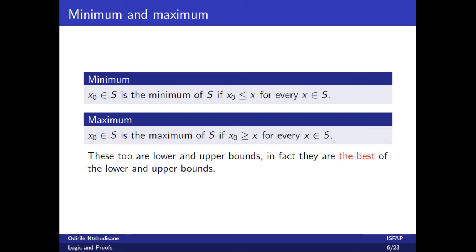Let's have a look at the concepts of minimum and maximum. The minimum of a set S is an element of S that is less or equal to every element of S, while the maximum of S is an element of S that is greater or equal to every element of S. We note that the minimum and the maximum are in fact lower and upper bounds. However, these are in some sense the best of the lower and upper bounds.